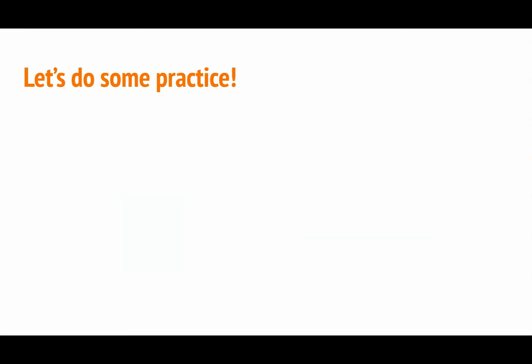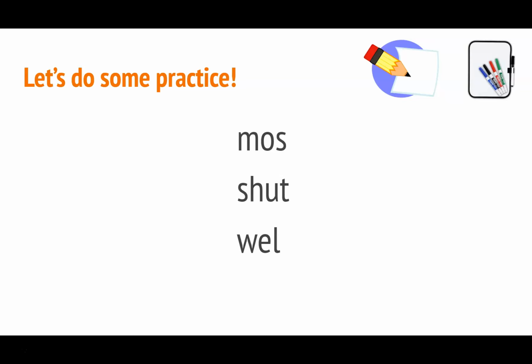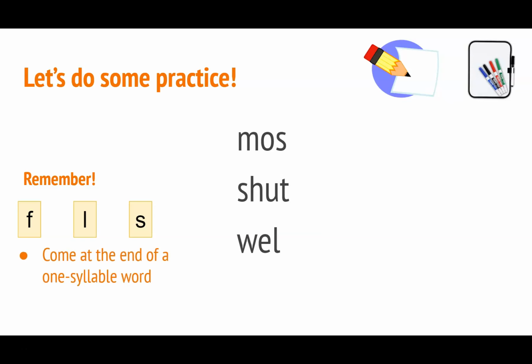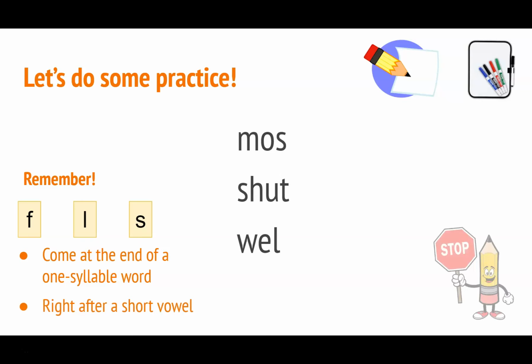Let's give you a chance to practice some. Make sure that you have that pencil and paper or whiteboard and marker nearby. In a moment, I'd like you to read these three words that may or may not need a bonus letter. If the word does need a bonus letter, I'd like you to write it on your paper or whiteboard with the bonus letter that it needs. Remember, the bonus letters are F, L, and S, and we use them when these letters come at the end of a one-syllable word and right after a short vowel. Go ahead and press stop so that you can read the words and add bonus letters, and press play when you are ready to continue.